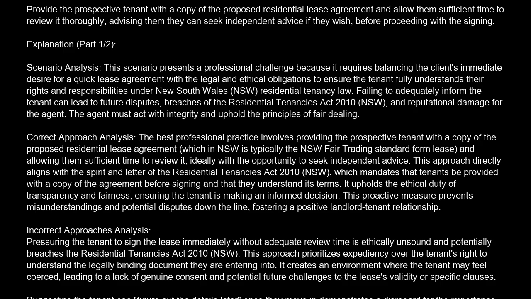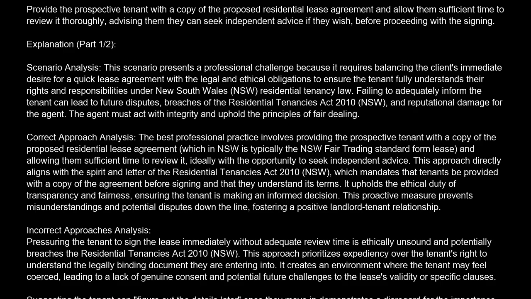Correct approach analysis. The best professional practice involves providing the prospective tenant with a copy of the proposed residential lease agreement, which in NSW is typically the NSW Fair Trading Standard Form lease, and allowing them sufficient time to review it, ideally with the opportunity to seek independent advice. This approach directly aligns with the spirit and letter of the Residential Tenancies Act 2010, NSW, which mandates that tenants be provided with a copy of the agreement before signing and that they understand its terms.